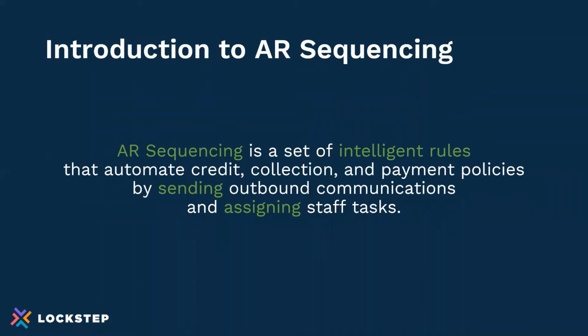Accounts receivable sequencing is a solution that frees up staff time from transactional communications so they can focus on customer service activities. AR sequencing is really a set of intelligent rules that automates credit, collection, and payment policies by sending outbound communications and assigning staff tasks. Examples include automation of credit policies, such as when to place someone on credit hold. AR sequencing can also automate collection policy, such as when to send past due reminders or place a phone call. AR sequencing can automate payment policy, such as to whom an offer of early payment discount should be made.